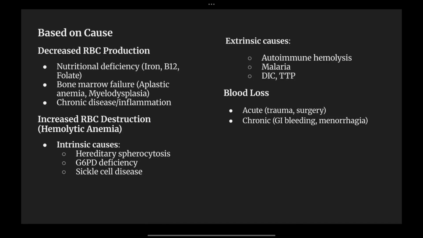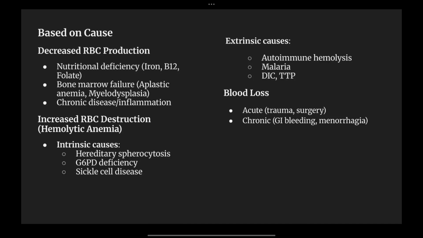So you'll be learning about these diseases in future. Now know that bone marrow failure can lead to the reduced amount of RBC production. Then chronic diseases or inflammation can also lead to less amount of RBC production. Now increased RBC destruction, there is more number of RBCs being killed, that is because of hemolytic anemia, and there are two causes for the increased RBC destruction.